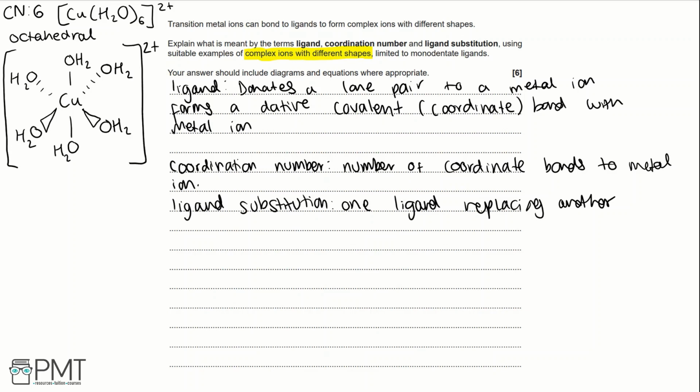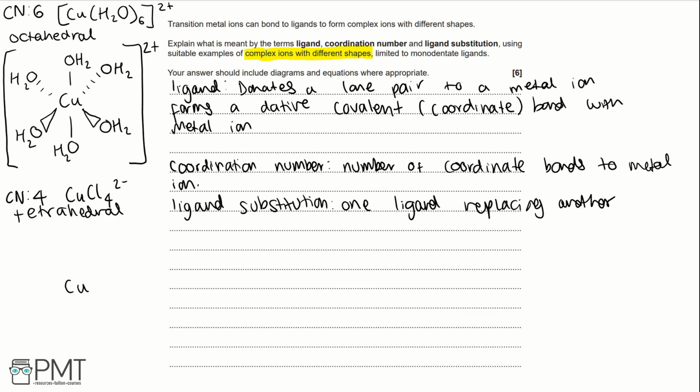So this is one example of a complex ion with an octahedral shape, but there are going to be multiple different shapes. So if we move on and look at something with a coordination number of 4, we start by looking at CuCl4 2-, keeping with the copper as the central metal ion. So this is going to be tetrahedral.